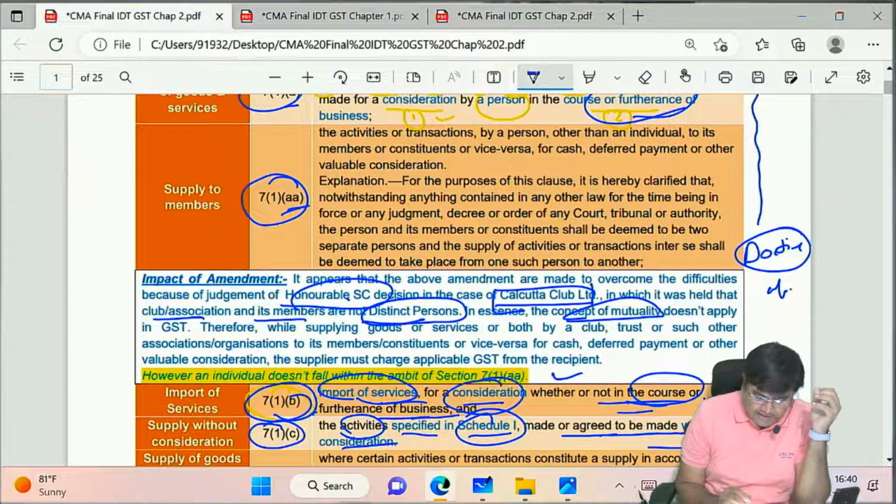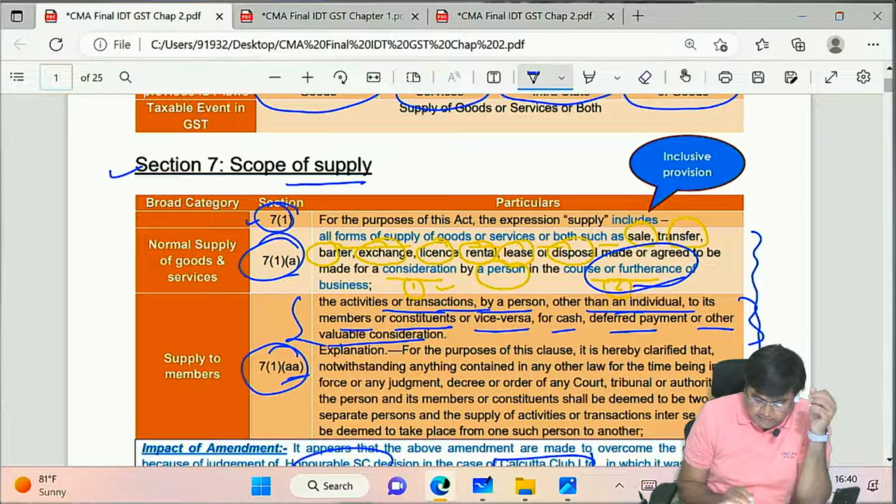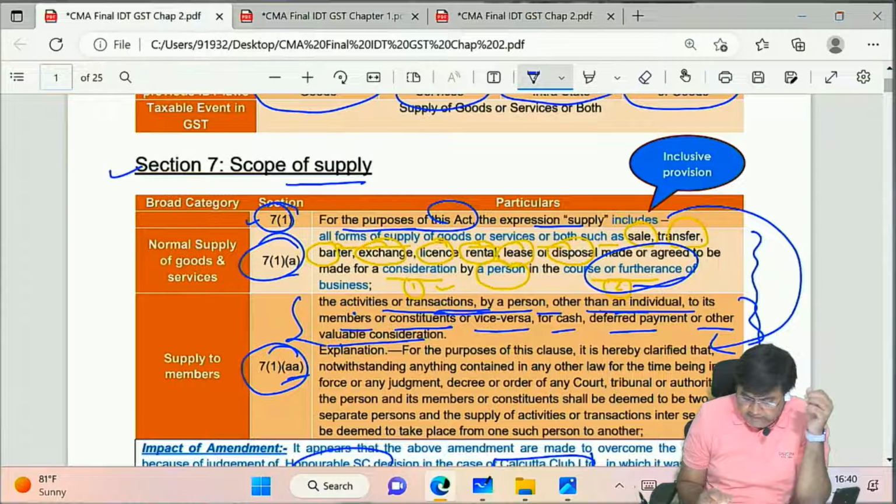This says the activities or transactions by a person other than an individual to its members or constituents, or vice versa, for cash, deferred payment or other valuable consideration, are going to be supply, because this is inserted. So section 7(1) says, for the purpose of this Act, the expression supply includes the activities or transactions by a person other than an individual. So an individual is not included. To its members or constituents, or vice versa, for cash, deferred payment or other valuable consideration, then it is going to be supply.